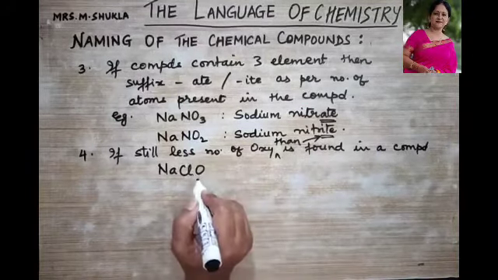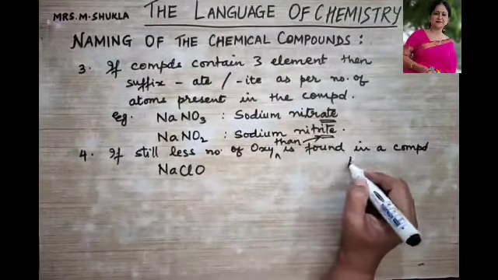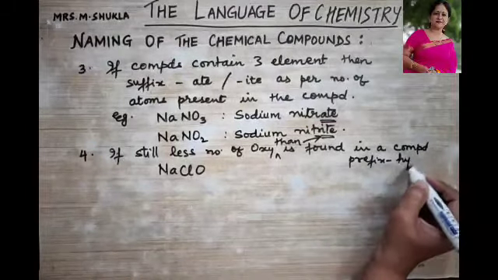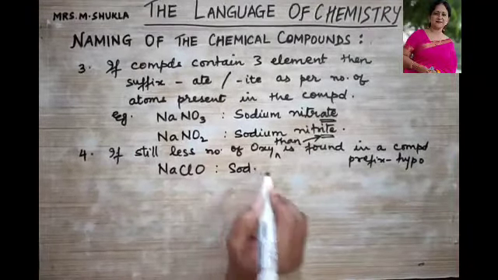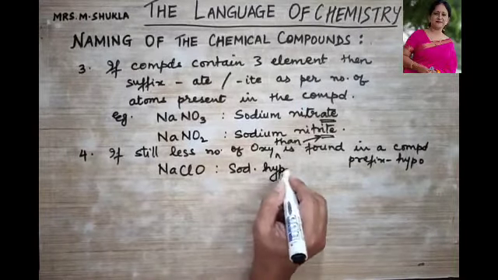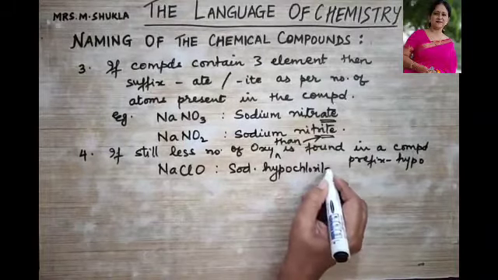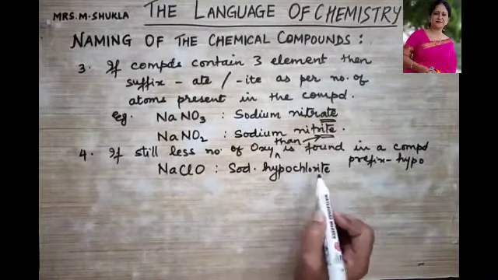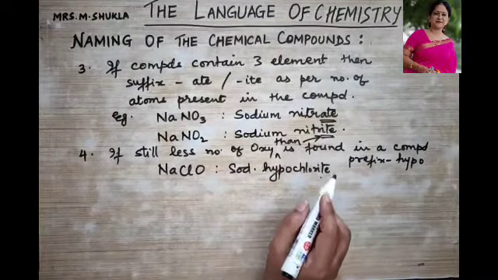So here we are going to use the word hypo. Your prefix now here will be hypo. So the name becomes sodium hypo what? Chloride. After hypo, the chloride remains the same. Only the word hypo is added over here. I hope this is clear.